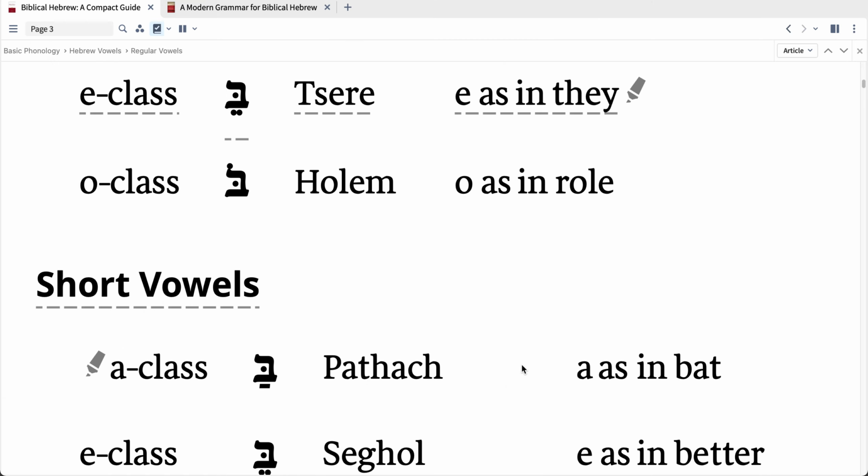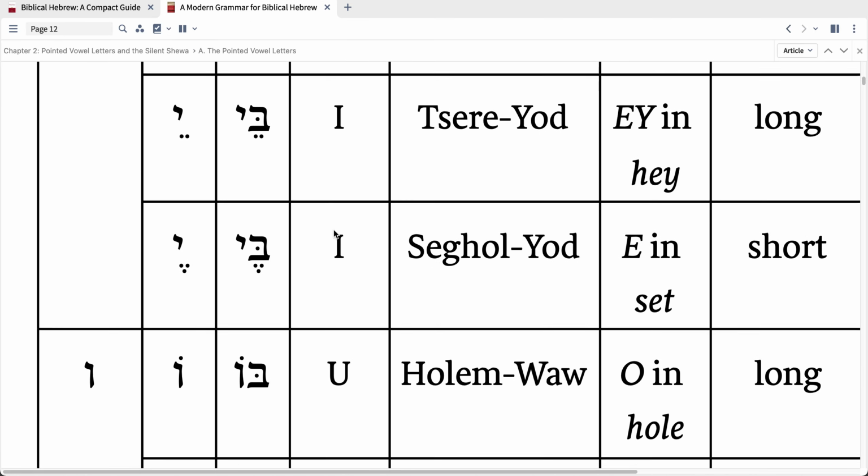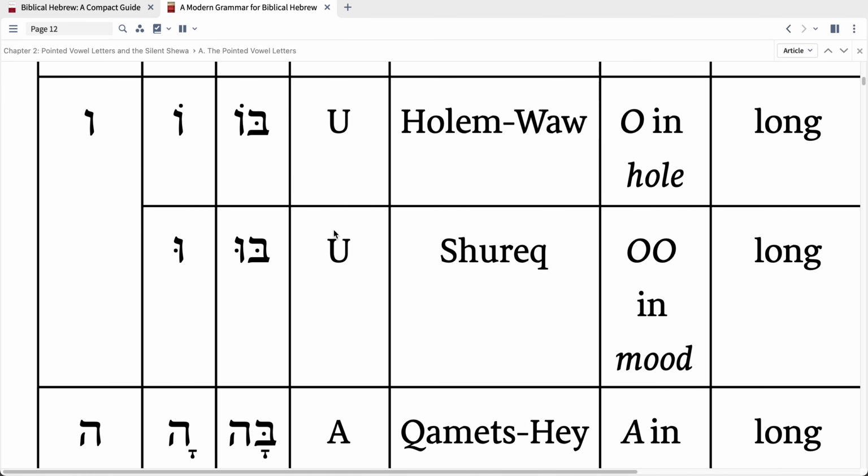So let me see if I can find that in this chart here. Yeah, it would look something like, okay, there's your Shurek that has the U sound. You see how it has the letter. There's nothing underneath this letter, because that would be the B sound, sharp B, and then the U sound. Here would be more like O and whole. It's called a U-class vowel, but really for our purposes, we're using it as an O-class vowel.